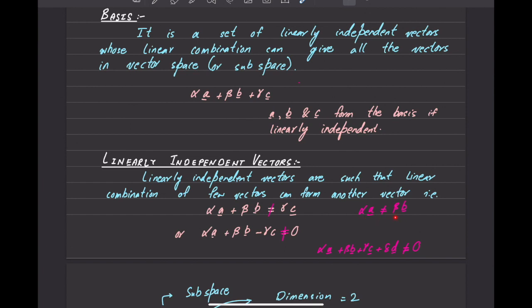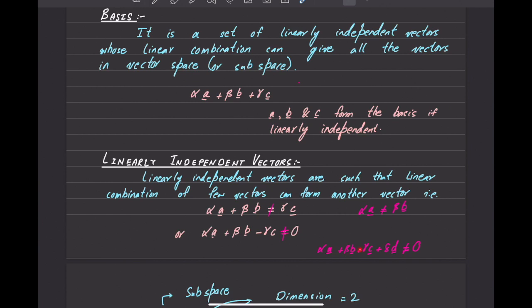But even if there are two vectors where alpha A is equal to beta B, then they are called linearly dependent vectors. That means a linear combination of A could give you a vector B. So if there are such linearly dependent vectors, they can't form bases. Likewise, for three vectors, alpha A plus beta B must not be equal to gamma C. If alpha A plus beta B is equal to gamma C, that means a linear combination of A and B can help me achieve vector C, and hence that would inform the set of bases.